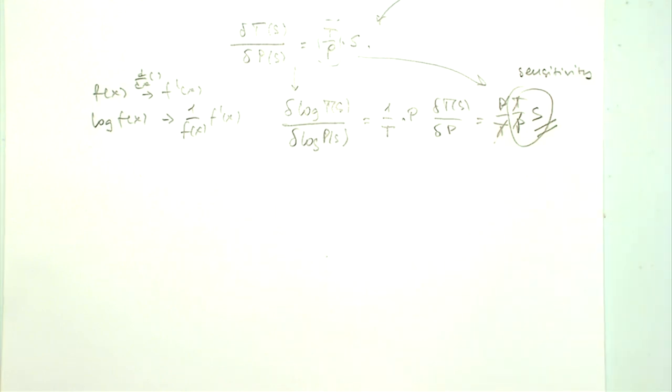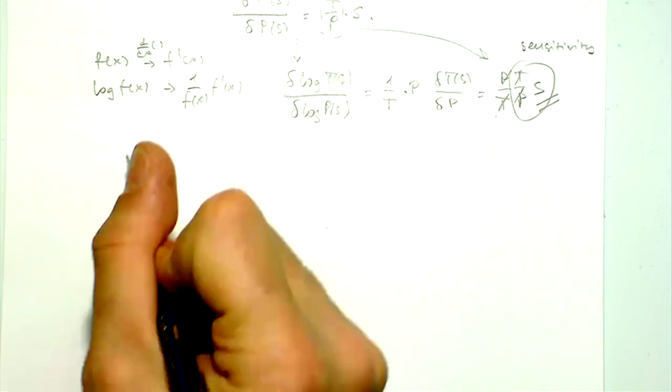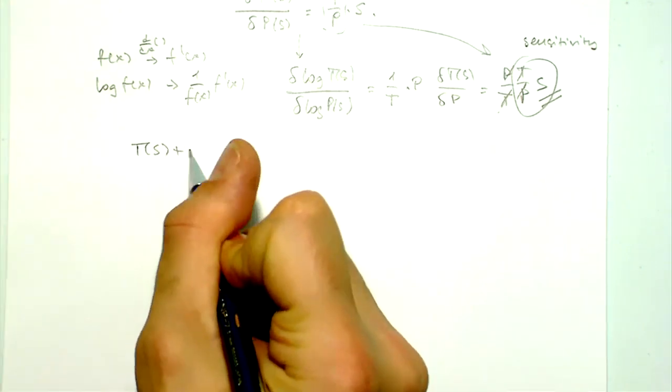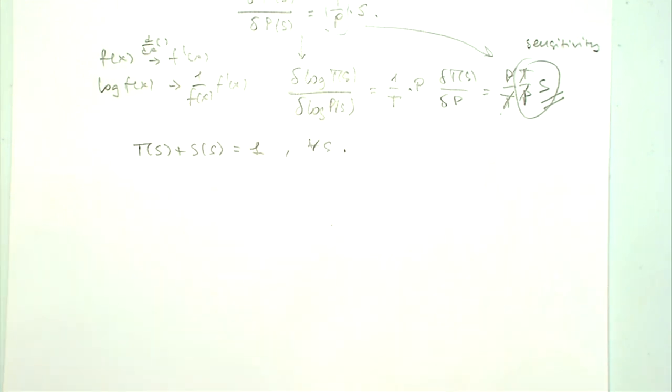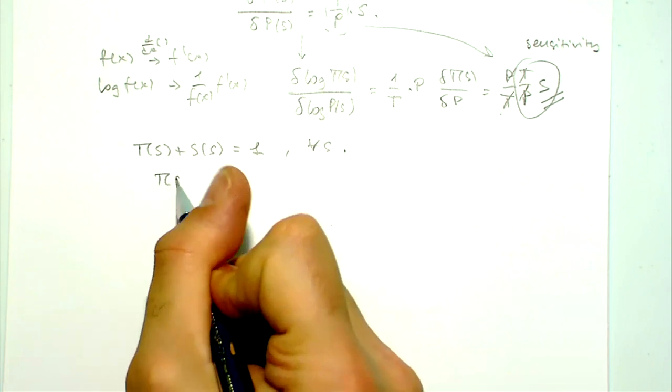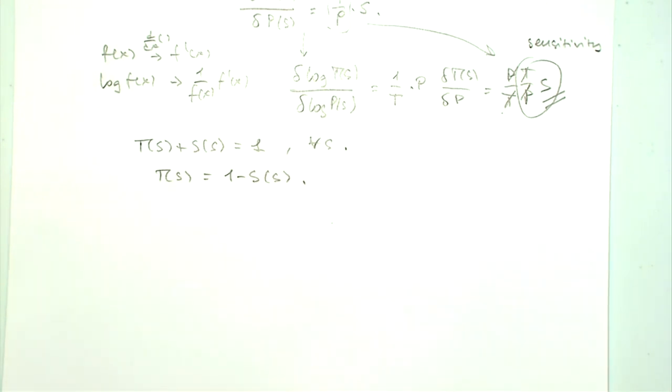And the next question is why the other one is called the complementary sensitivity function. Well, simply because if you take T of S plus S of S, this is equal to 1 for all S. Okay, so T of S is just the complement of the sensitivity function, from which the name comes.